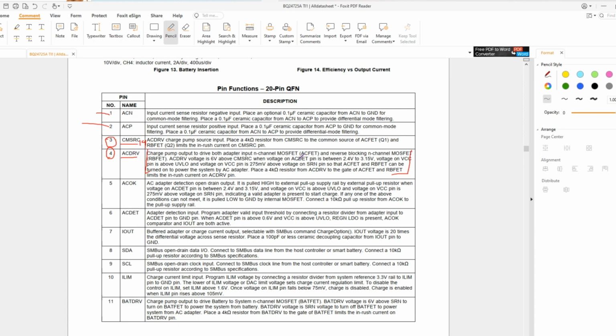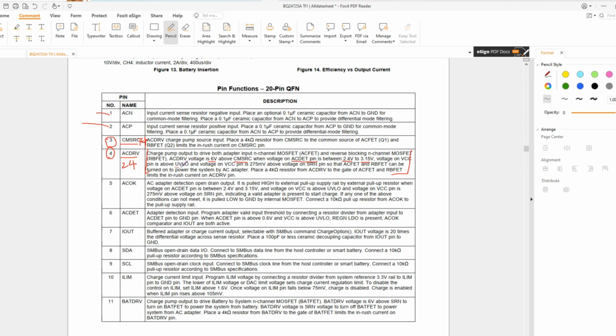So you can see the AC detect pin should be within 2.4 to 3.15 volt in order for the charger IC to execute 6 volt above the CM SRC voltage. So 6 volt above the CM SRC means 19 volt plus 6, 24 volt on this pin here. So AC detect should be 2.4 and CM SRC should be 19 volt.